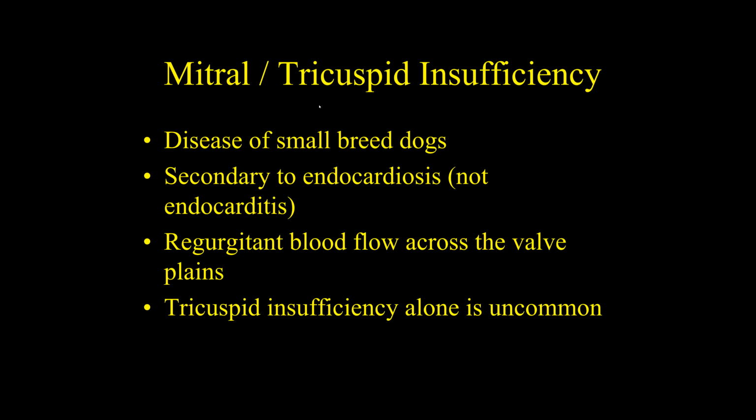So endocardiosis causes mitral/tricuspid insufficiency. It's acquired valvular disease as these dogs get older. And for the most part, you show me a miniature poodle that's over 8 or 9 years of age, and most of those dogs are going to have some degree of valvular endocardiosis.